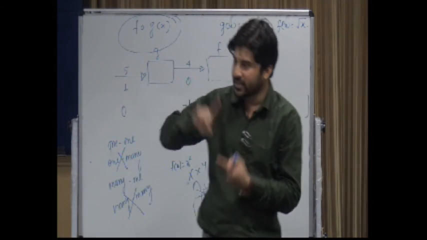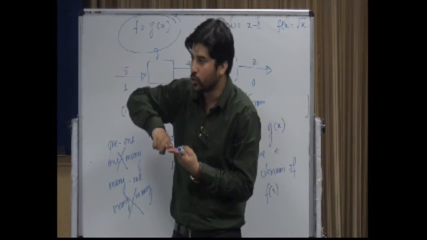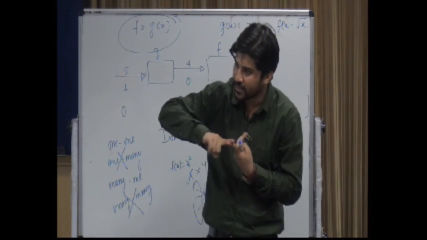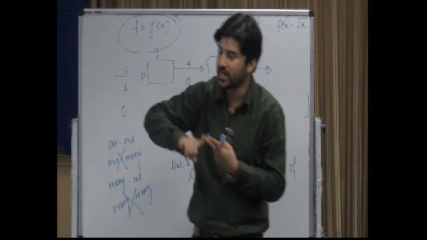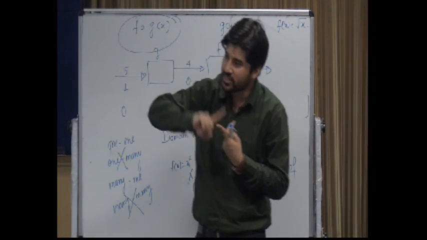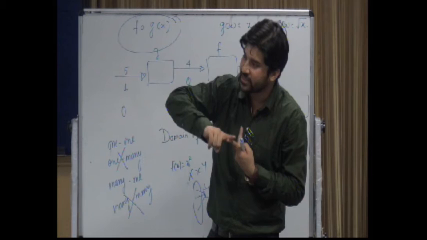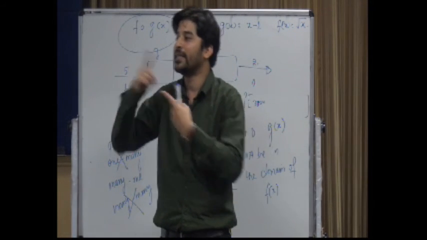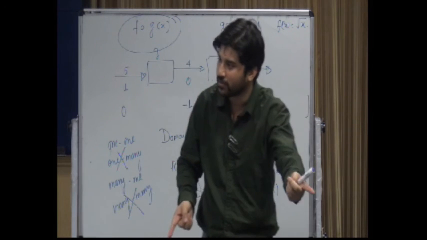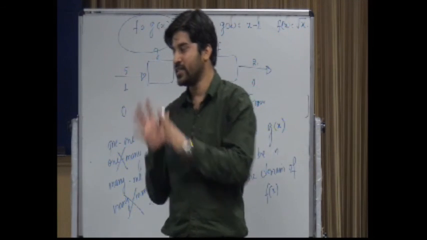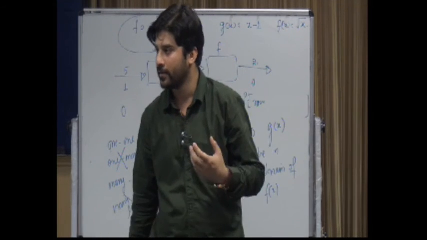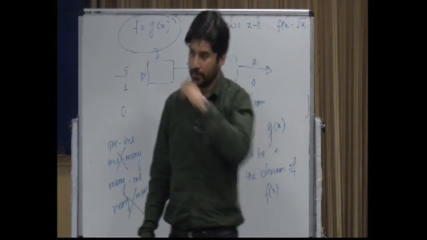So when a function is one-one and onto, one-one has another name, injective, and onto has another name, surjective. When the function is one-one and onto, injective and surjective, then the function is called bijective, which means invertible. Understand? So this is the idea of invertibility. Understood or not understood?